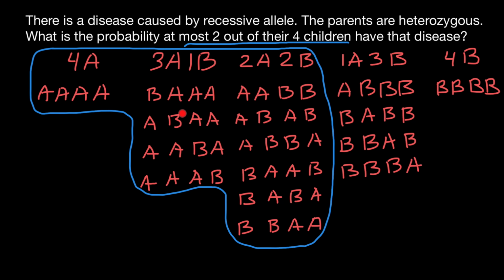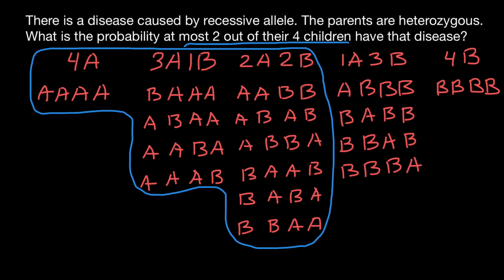1, 2, 3, 4, 5, 6, 7, 8, 9, 10, 11, 12, 13, 14, 15, 16. So some of you may say that the probability would be 1 plus 4, 5, plus 6 would be 11. So 11 out of 16. This is not true. Why?